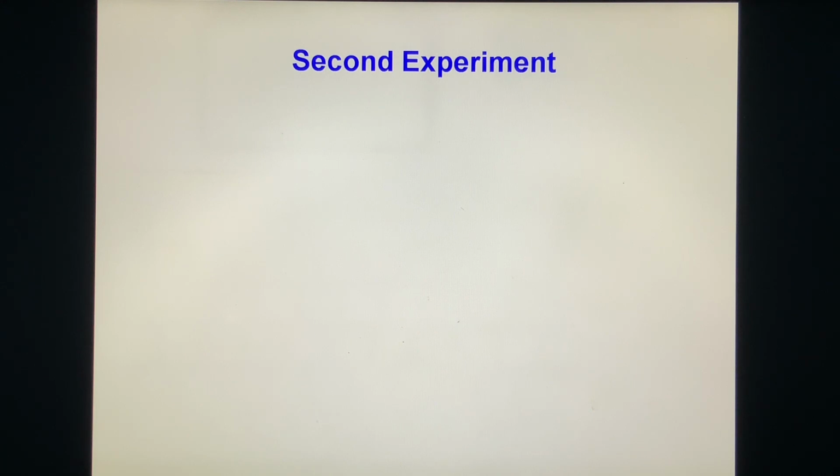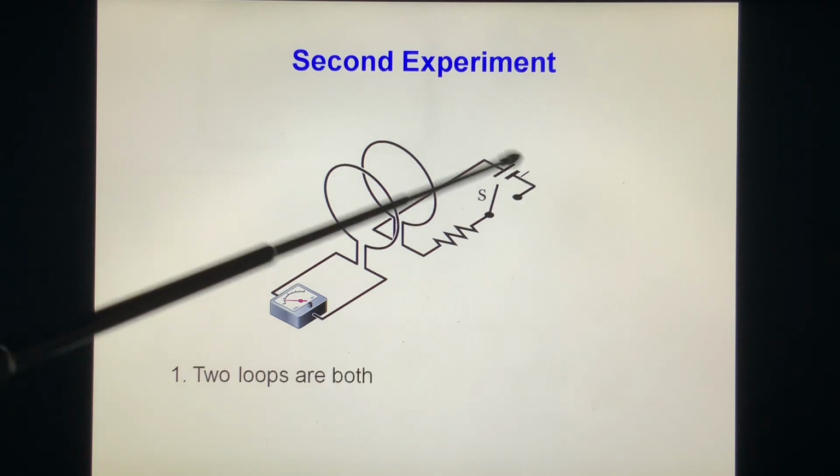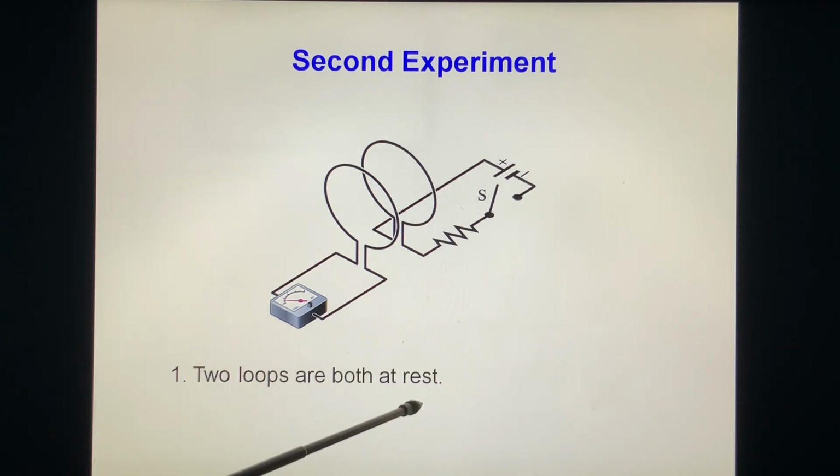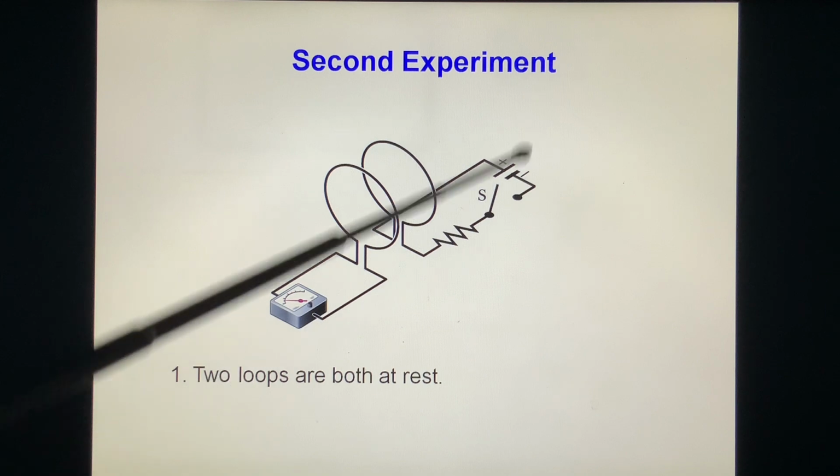Second experiment. We have two loops. On the left is the same as the first one. The right loop is connected to an electrical circuit with resistance and battery.